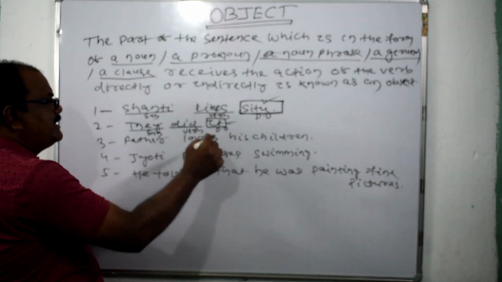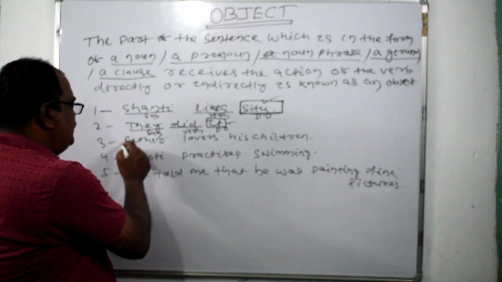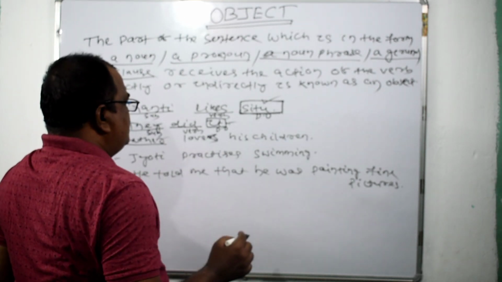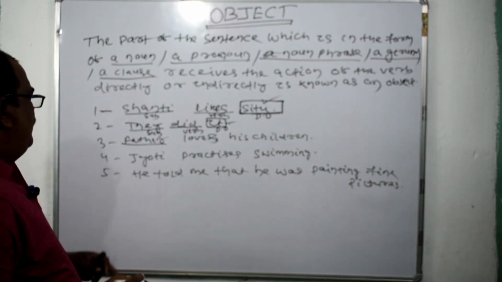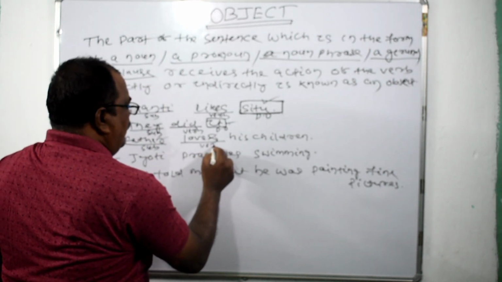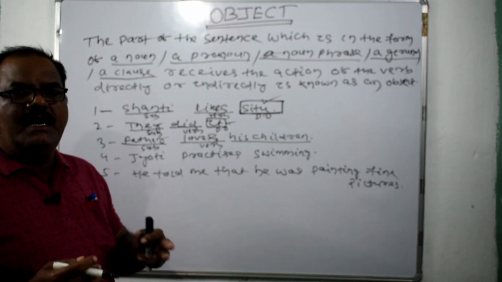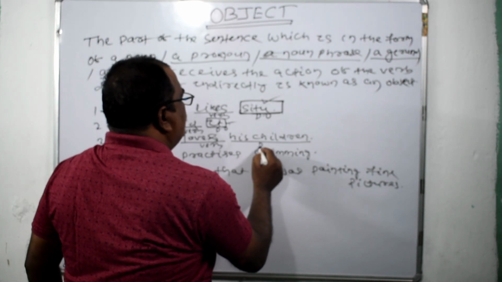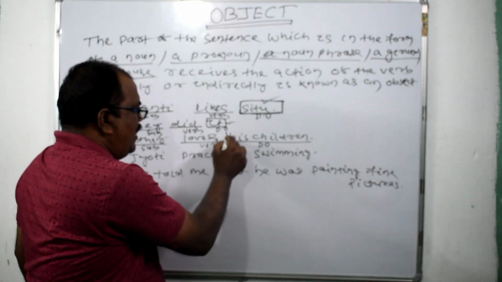Come to the third example. Father loves his children. Father is the subject. Who loves his children? Father. Loves is the verb. Whom does father love? His children. Therefore, this part of the sentence is also an object, and it is a noun phrase.